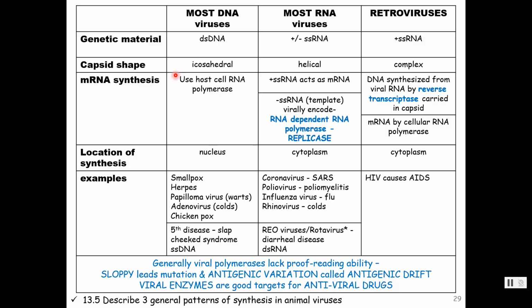Usually, this is going to occur in the nucleus. So their DNA, they're going to go to the nucleus. That's where the RNA polymerase is. They're going to get transcribed, and then we're going to get protein synthesis. Just some examples of DNA viruses: smallpox, herpes, papillomavirus, adenovirus, chickenpox, and that fifth disease, that flat cheek syndrome. This one is going to be single-stranded DNA. These are all double-stranded DNA.